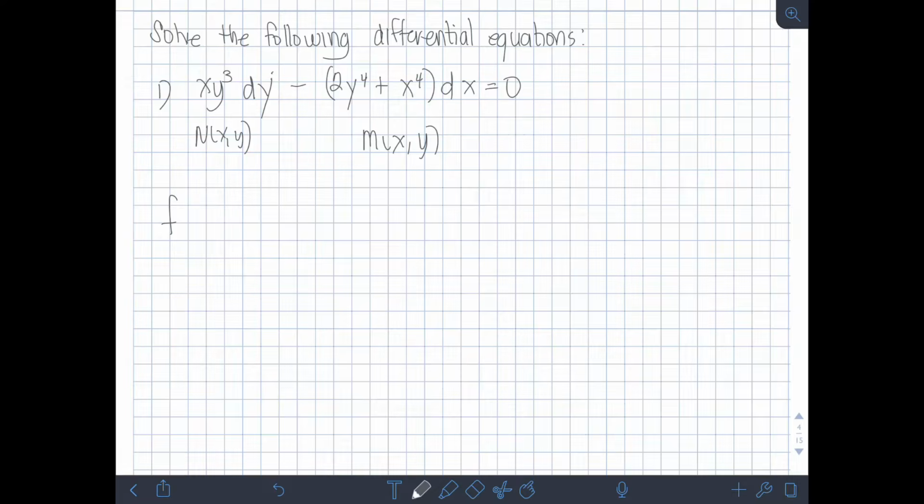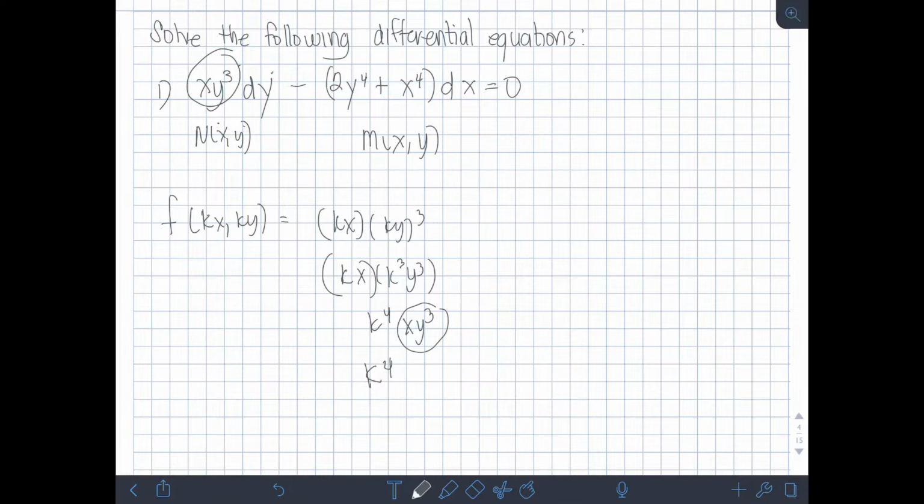So, dito muna tayo sa N of x, y. So, palitan natin yung x at y dito sa N of x, y natin ng f of kx, ky. So, magiging kx times ky cubed. Ito yun, di ba? Magiging kx times k cubed y cubed. Magiging k to the fourth x y cubed. So, parang k to the fourth, itong x y cubed, siya yung N of x, y. Okay? So, degree 4 itong N of x, y kasi yung exponent ng k ay 4.